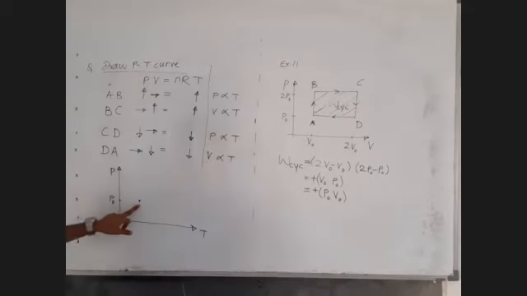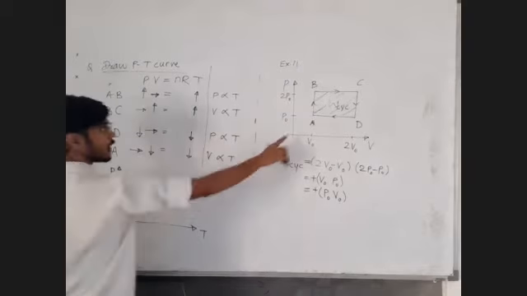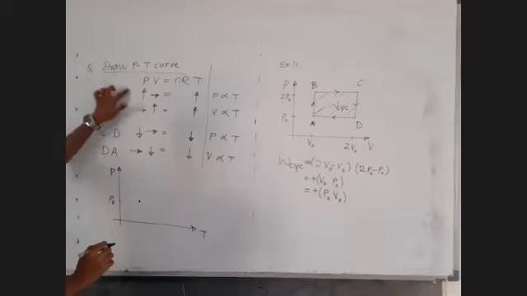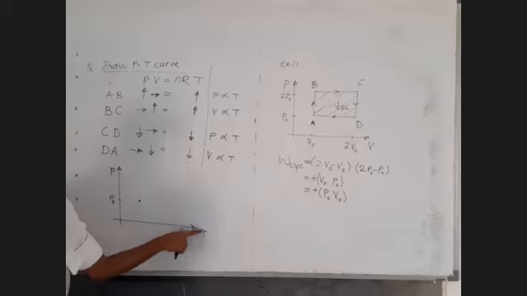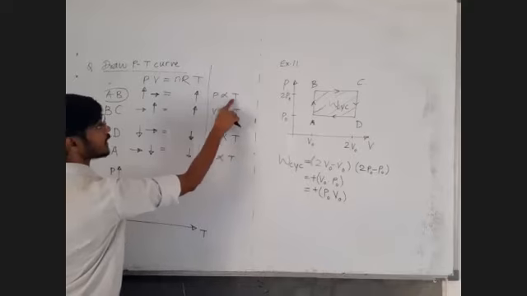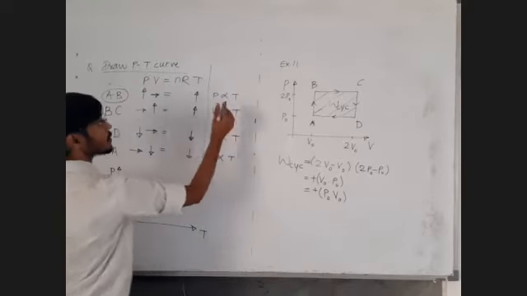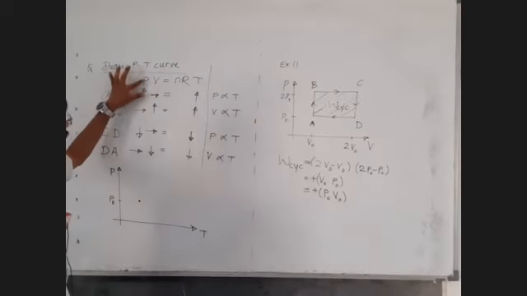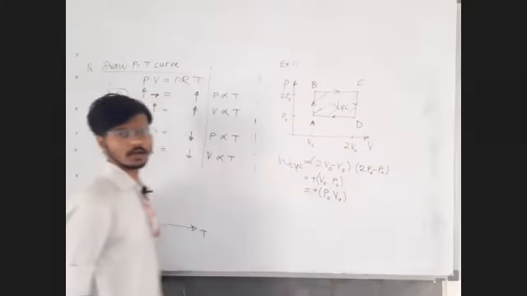Now, after assuming this point A somewhere, what we have to do is look at the curve AB. In the curve AB, what is the relation between pressure and temperature? In the curve AB, pressure and temperature are related like this. This proportionality is y proportional to x, and the graph is y equal to mx. Am I right?